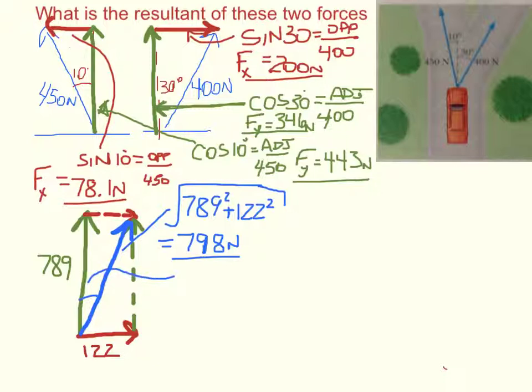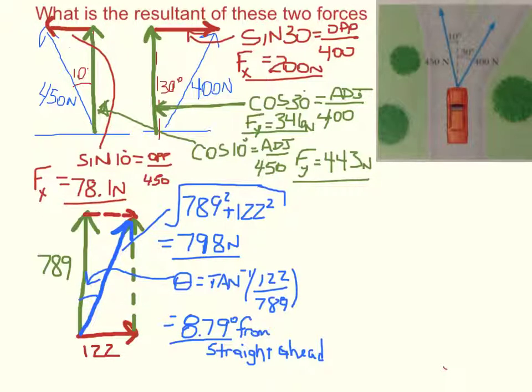So I'm going to find this direction from straight ahead because that's where their angles were measured from, using inverse tangent. When I plug in the numbers, 122 for opposite, 789 for adjacent, inverse tangent, I get 8.79 degrees from straight ahead. There's also a part B to this question that says, what would it accelerate at if it was pulled by these two people with these two forces at these angles?